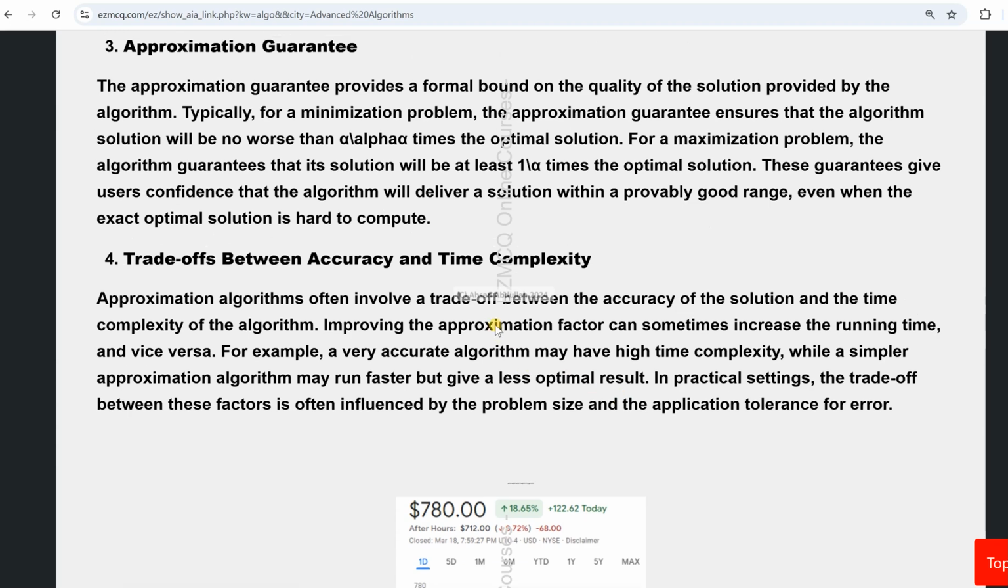So the trade-off between accuracy and time complexity is that, at the cost of quality, we are getting a solution quickly, and the cost is the accuracy. Of course, improving the approximation factor can sometimes increase the running time, and vice versa. So we see that for a high time complexity, we can get an exact solution, but a simpler approximation algorithm runs faster and gives a less optimal result.